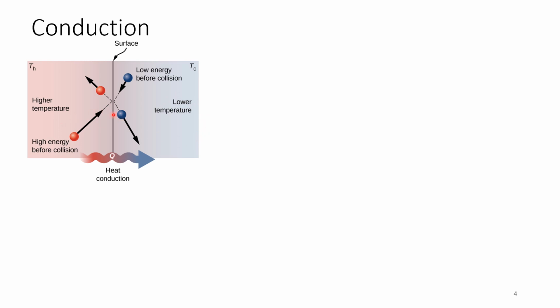There are two bodies at different temperatures, T hot and T cold. The average kinetic energy of a molecule in the hot body is higher than in the colder body. If two molecules collide, energy transfers from the high energy molecule to the low energy molecule. So the rate of heat transfer increases with increasing temperature difference, delta T equals T hot minus T cold. If the temperatures are the same, the net heat transfer rate would be 0.